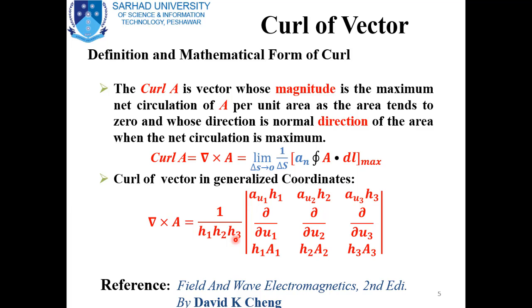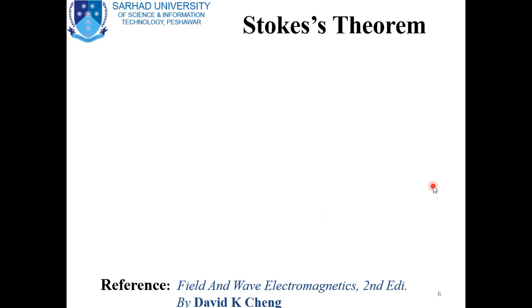So this is the generalized form of the curl of a vector A, and we can make it specific for our coordinates. Like we have 3 coordinate systems, we can find the curl in the Cartesian, in the cylindrical, or in the spherical coordinates. Now in this slide we will discuss a very important tool to study the course of electromagnetism, and this is known as the Stokes theorem, which relates the surface integral with the line integral.